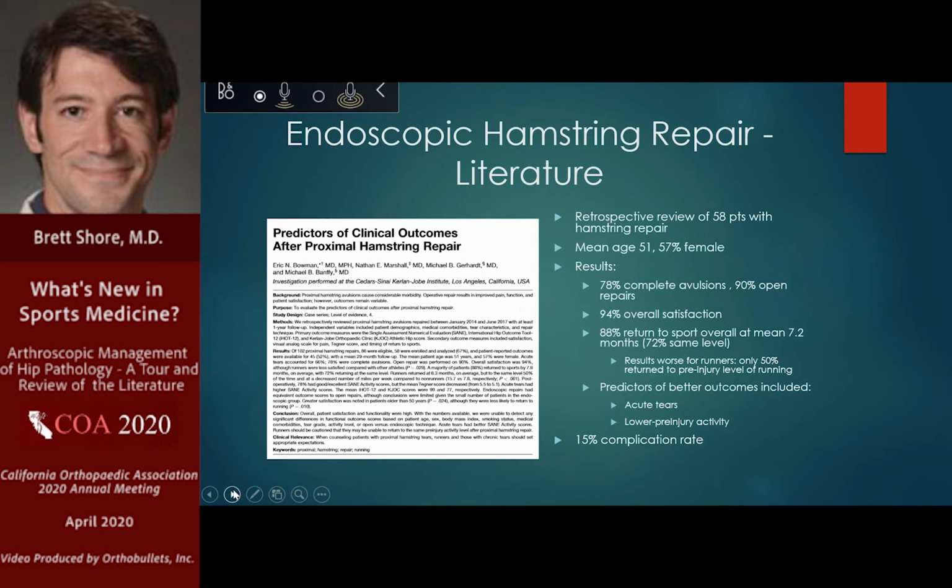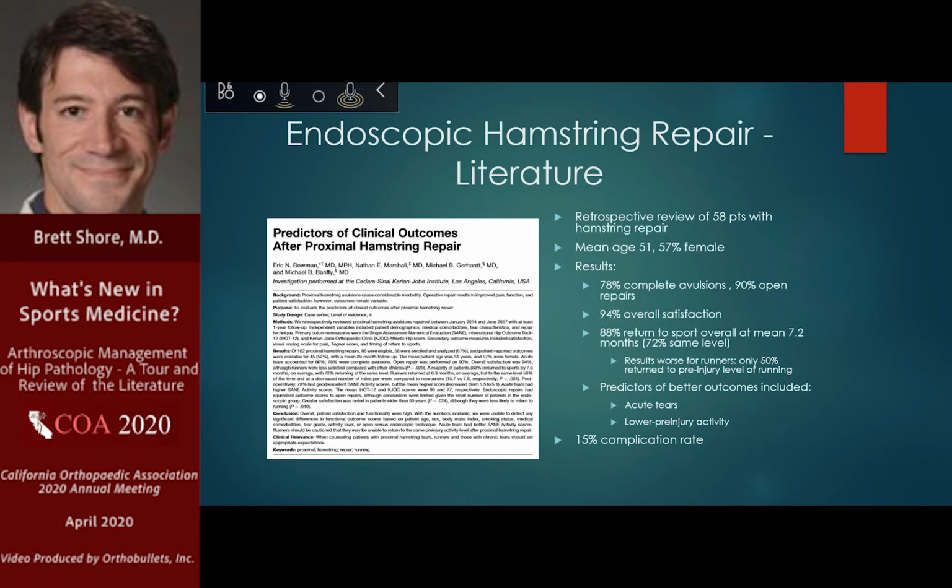and open techniques. And then finally, this was a large series, retrospective review of hamstring repair, mixed techniques, both open and arthroscopic, out of Dr. Banfi's group at Cedars-Sinai and with Curl and Job, where they looked at 58 patients who had hamstring repair. 78% were complete avulsions, 90% had open repairs. Very high overall satisfaction rate of 94%, 88% returned to sport.